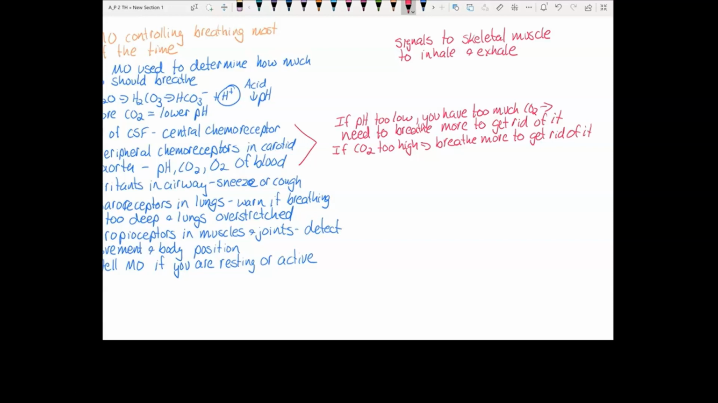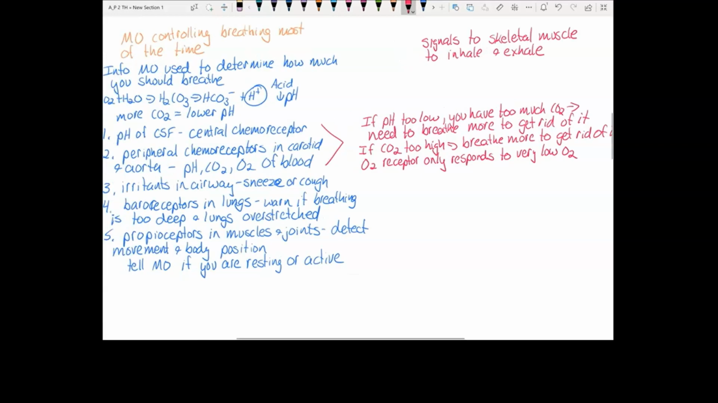Okay, with the oxygen, in a normal healthy person, you're not going to use the oxygen receptor. It's only used where there's lung disease, and we're going to talk about that later. So the oxygen receptor only responds to very low oxygen. And in a healthy person, your oxygen wouldn't get low enough to set off that receptor. So we're going to wait and talk about it in a little bit.